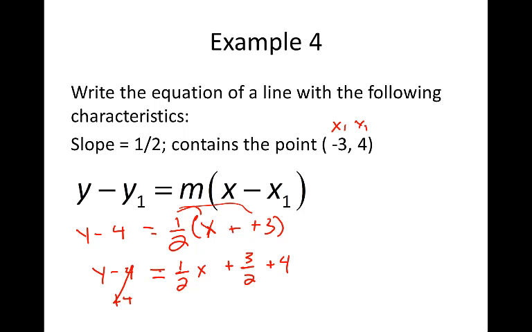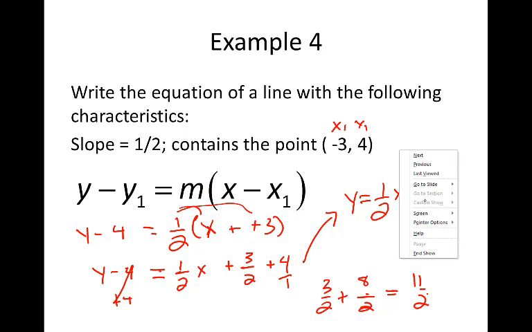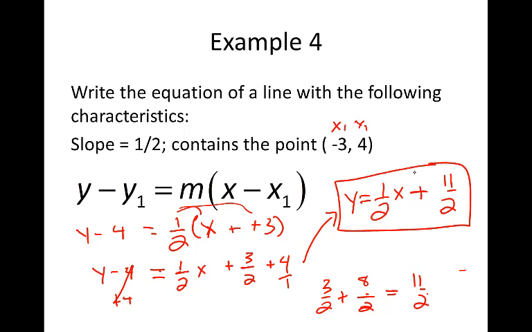Let's bring it back up here. So we'll have y equals 1/2 x. Now 3/2 plus 4, you need to get a common denominator. So which is going to be 2, right? So this is going to be the same thing as 3/2 plus 8/2, which is 11/2. And I'll leave that up to you to check.